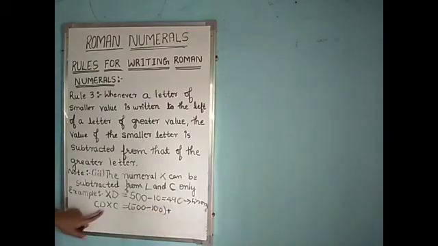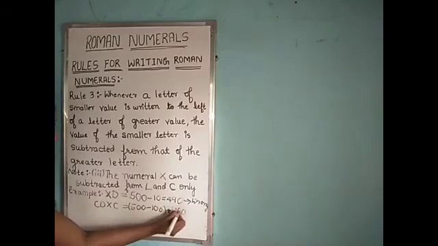plus XC. Here C is a letter of greater value and X is a letter of a smaller value. Here letter of smaller value is written to the left side of a letter of a greater value. So what we have to do? We have to subtract letter of a smaller value from letter of greater value. So we have to subtract 10 from 100.